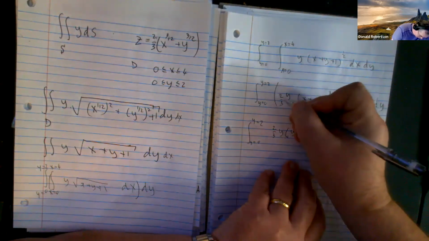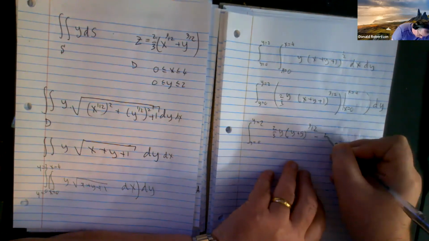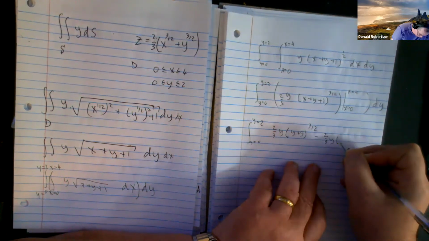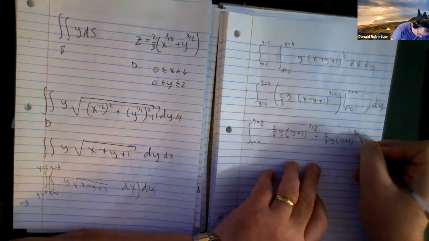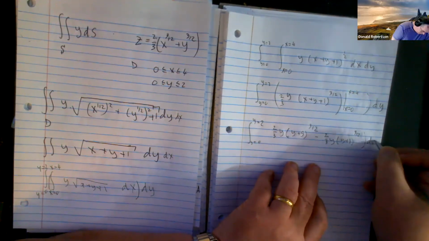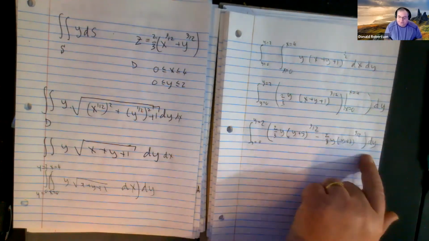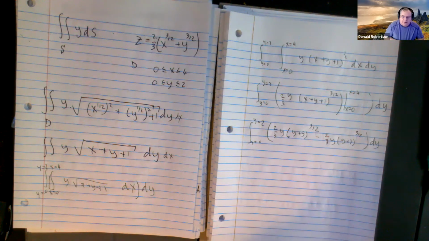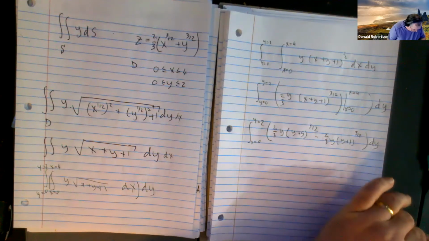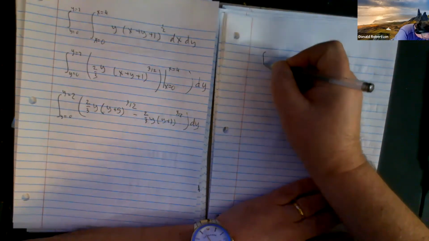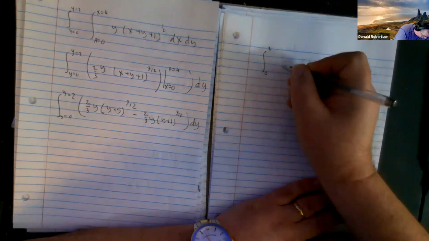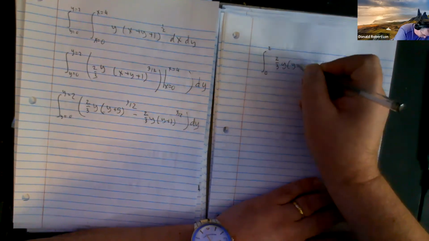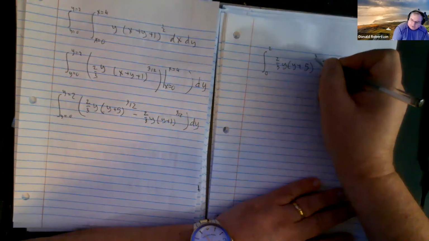Right, if you plug in 0, you get 2/3 y plus 1 to the power of 3/2. And now you've got that integral to do. Okay. And this is going to have to be done a little bit in a special way. So let me pick one of them just to show you what to do. Suppose I wanted to find the integral from 0 to 2 of 2/3 y plus 5 to 3/2.